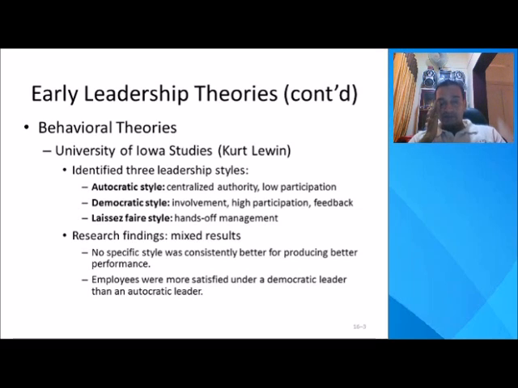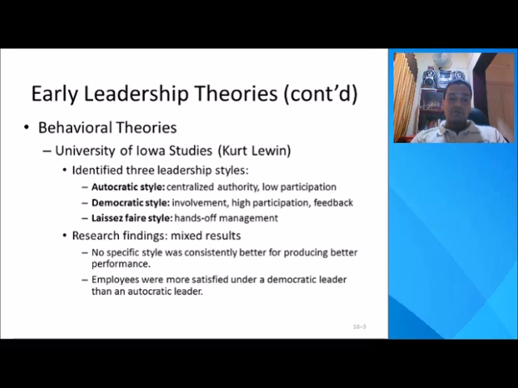So the practical implication is that this particular study gives an understanding about the style and the behavior, which you can see in practice. When you work in an organization, you will see that there are a lot of leaders who exhibit some of these styles. But the researchers again found mixed results. The researchers haven't found a particular style which always gives better performance.